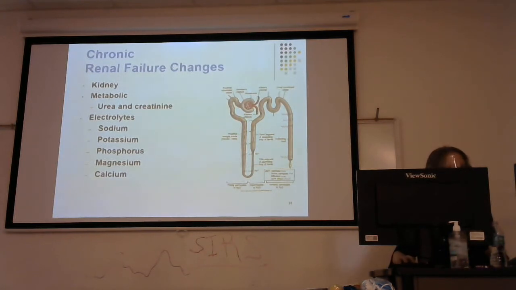What else is up here? Mag and calcium. Some other things that can cause hyperkalemia: blood transfusions, bleeding, hemorrhaging. With the decreased creatinine clearance, because the kidney glomeruli aren't working, BUN and creatinine go up.